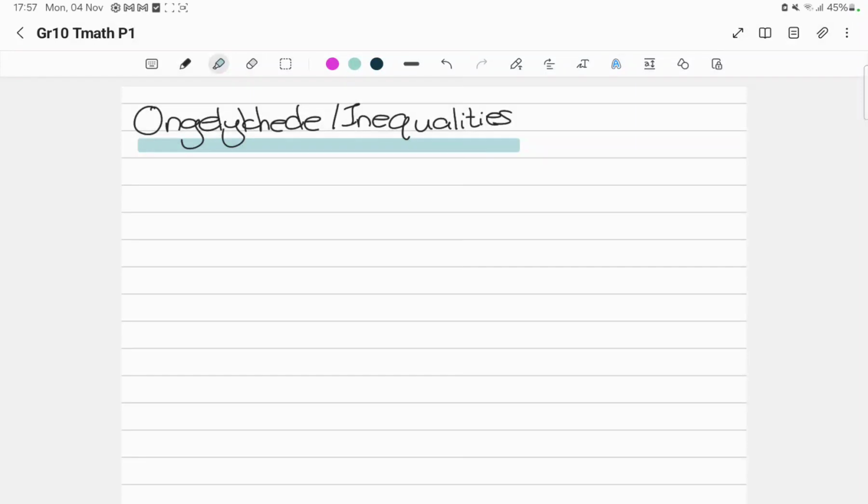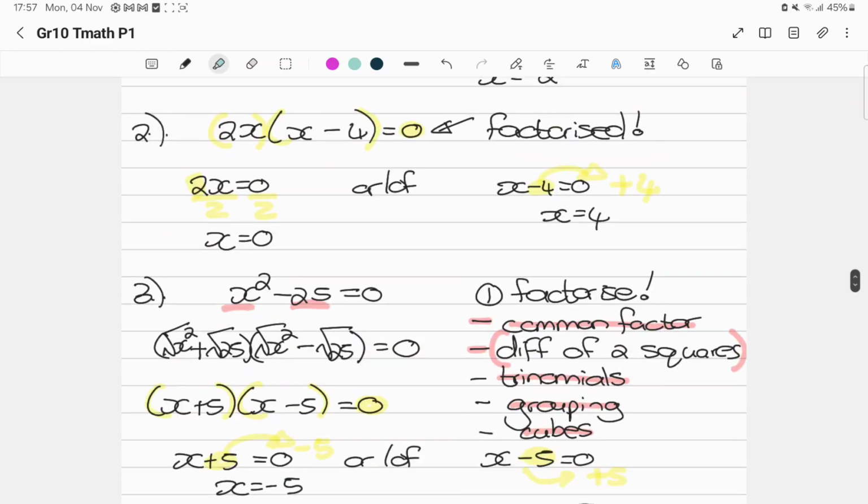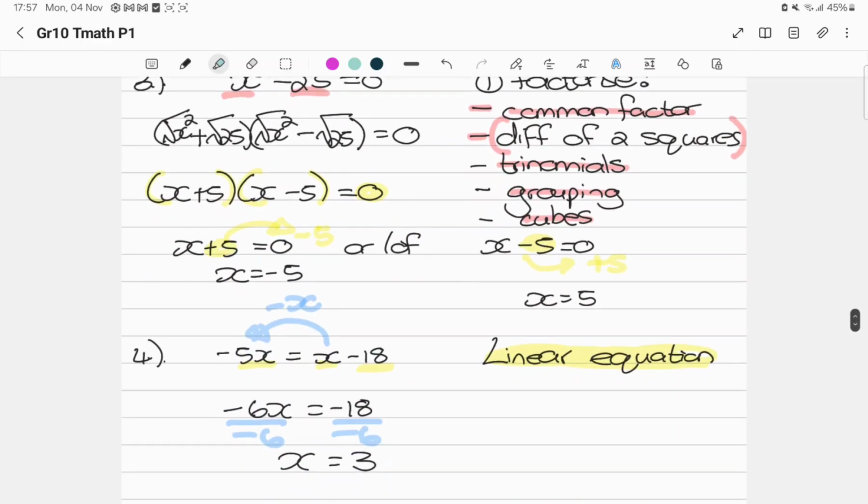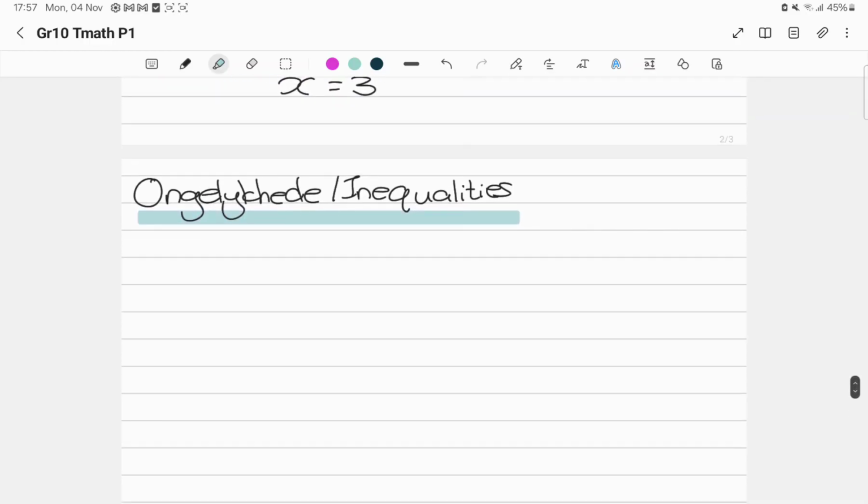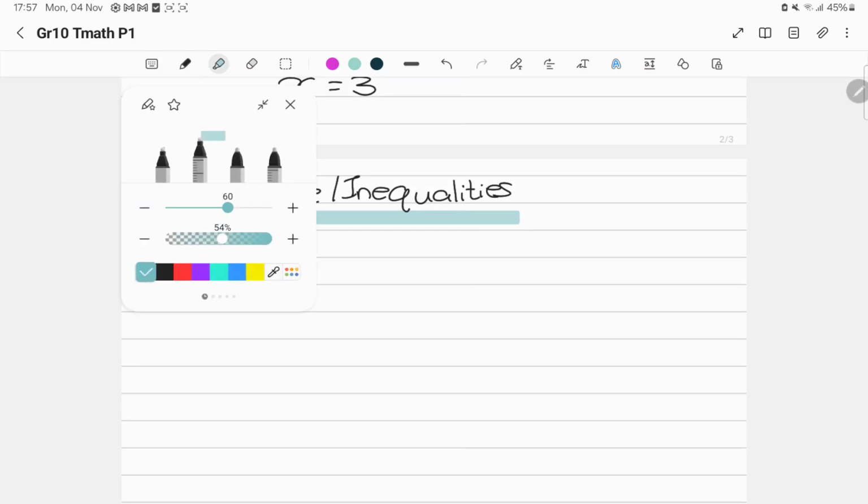Okay, so in this video we are going to look at inequalities, ongelykhede. It works exactly on the same principle as the previous video where I showed you how to solve for x. The only difference is now you have a greater than or a less than sign. So let's start with that.